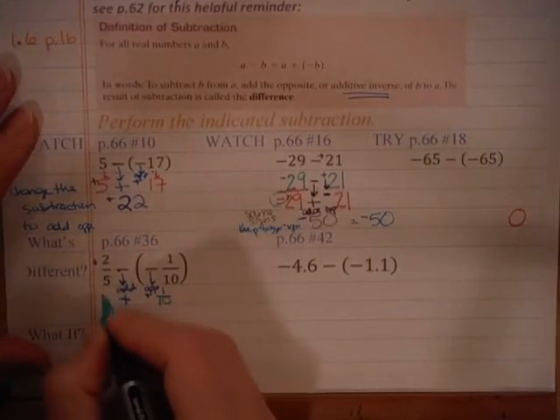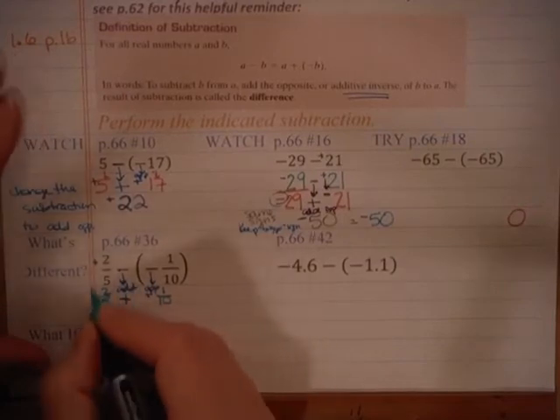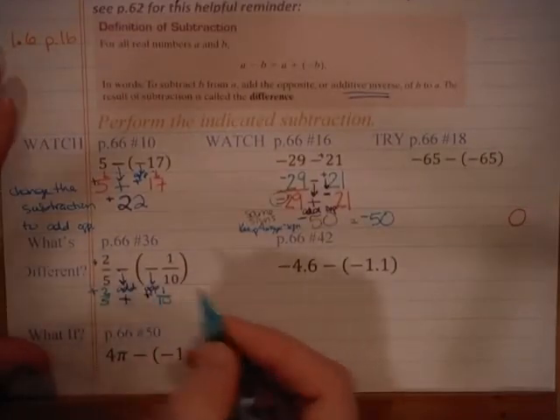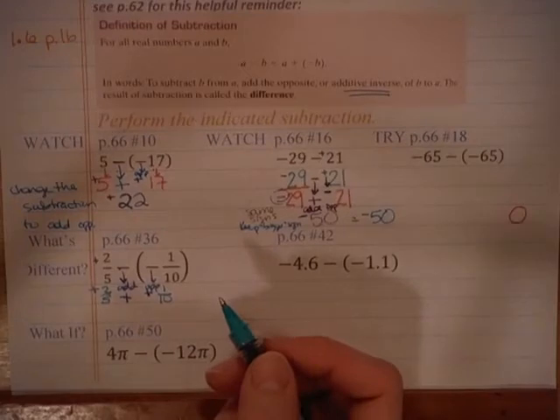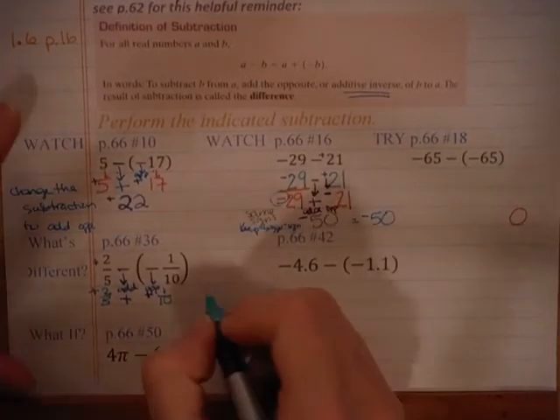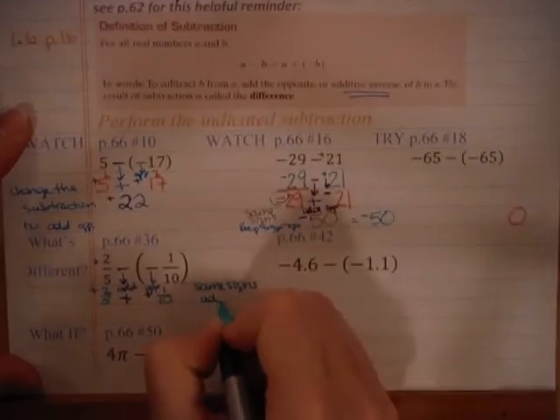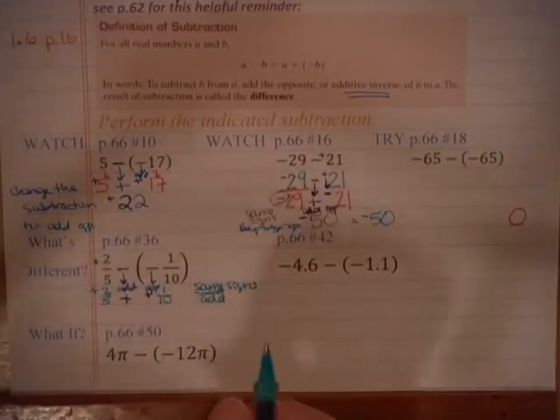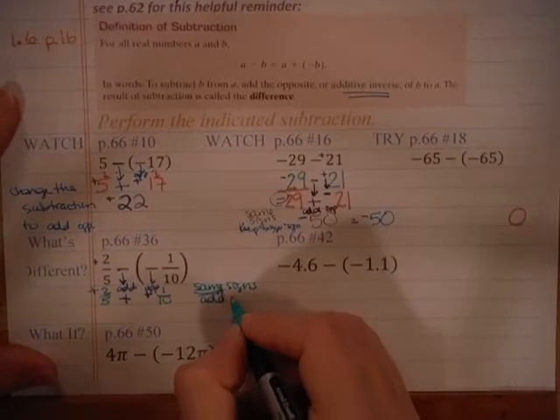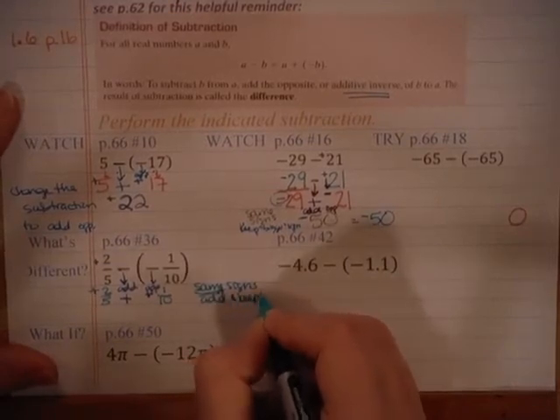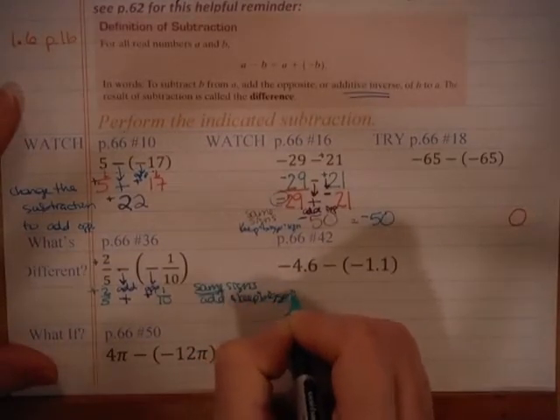So we bring down our 1/10, bring down our 2/5 here. We've got positive and positive, so those are same signs. So we're going to go ahead and just add and keep, because same helps us remember the word sum. Sum means to add. Add and keep the bigger sign. In this case, the answer is going to be positive.